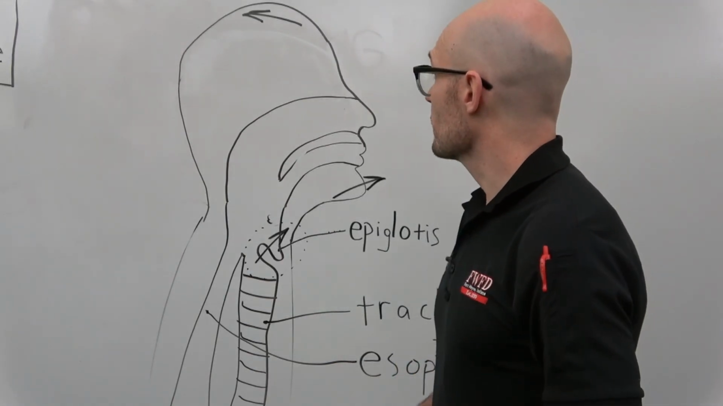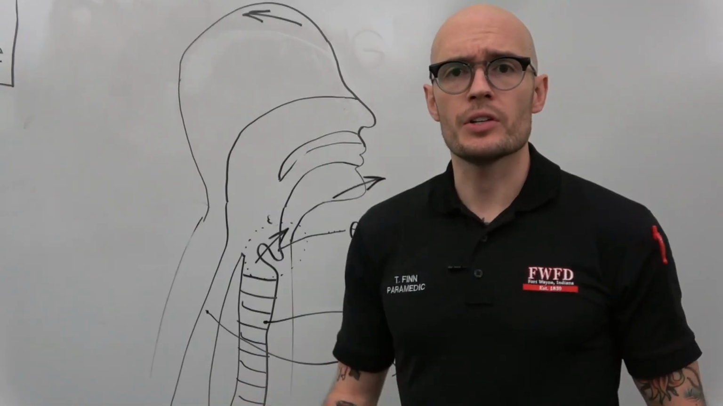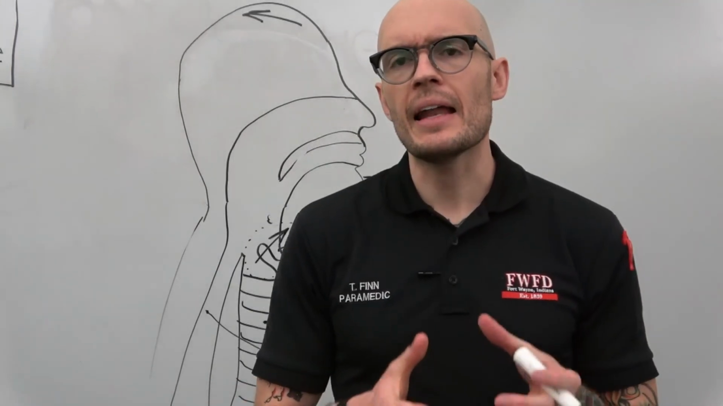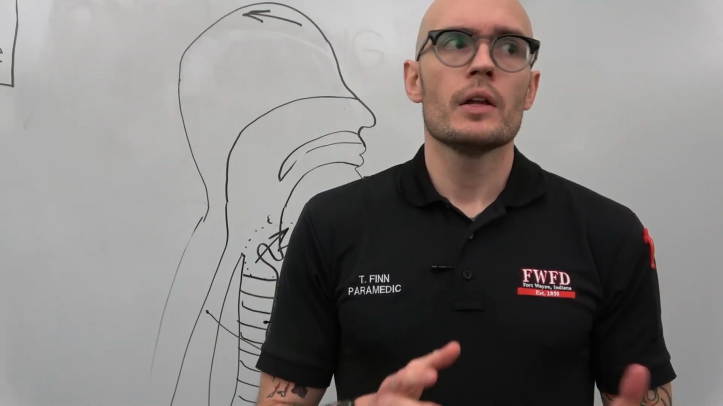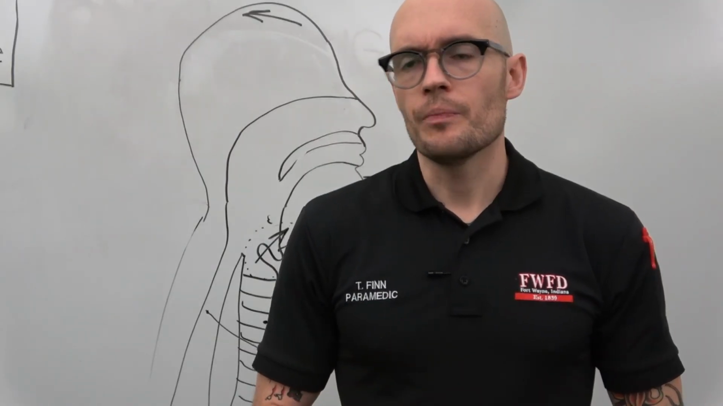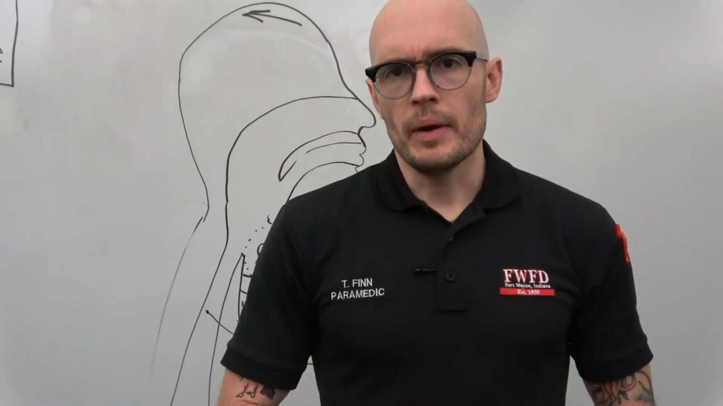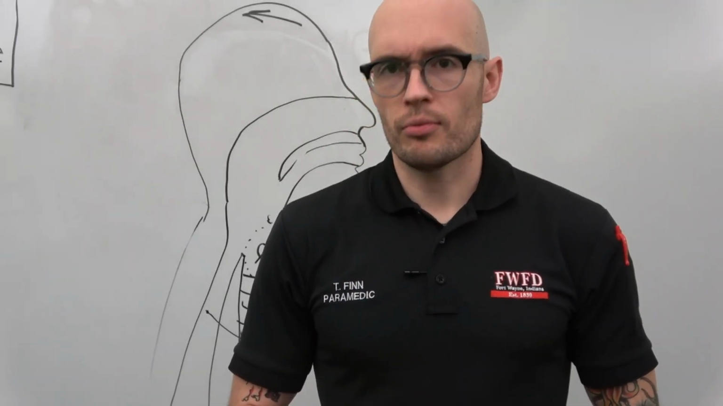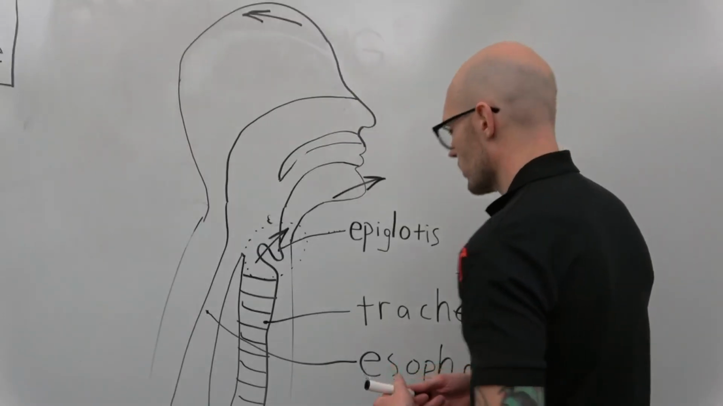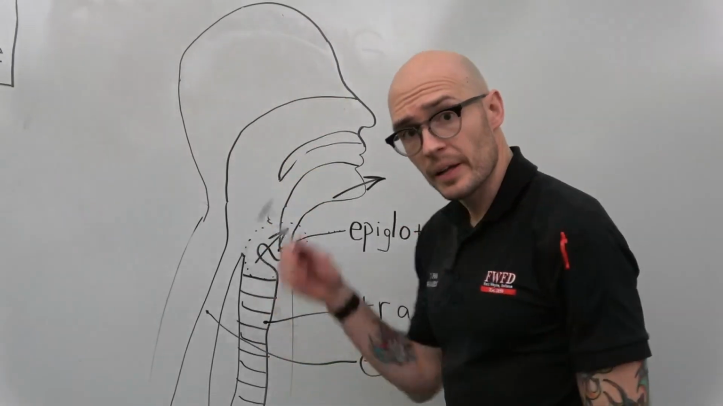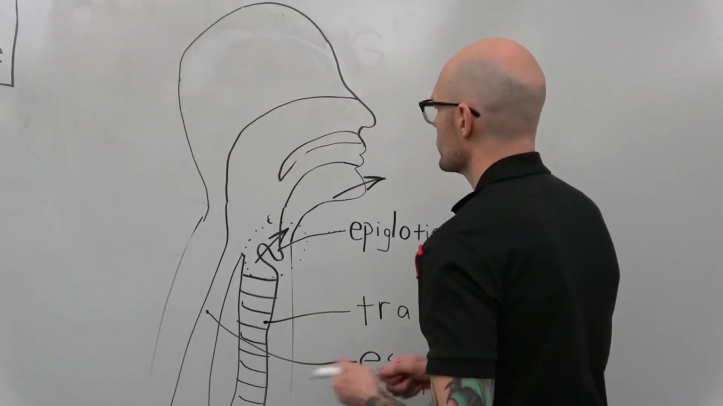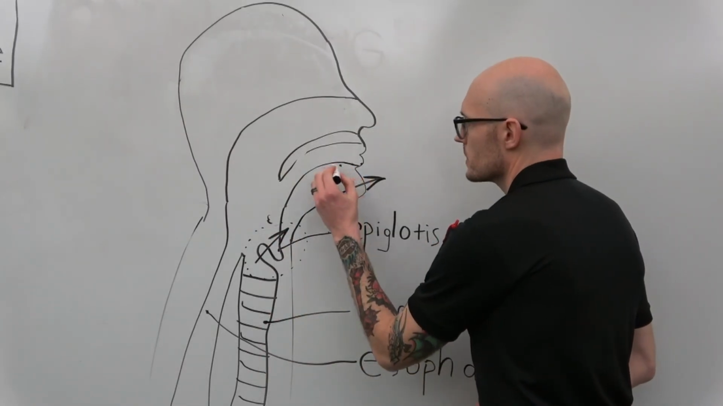Now, for example, what if they have a spinal injury and we don't want to manipulate that neck, or we want to minimize the movement that we are causing to that spinal column? So we're going to want to use a different method, and that's what's called our jaw thrust. So using our jaw thrust, we are not going to manipulate the head, but we are going to manipulate the jaw specifically.